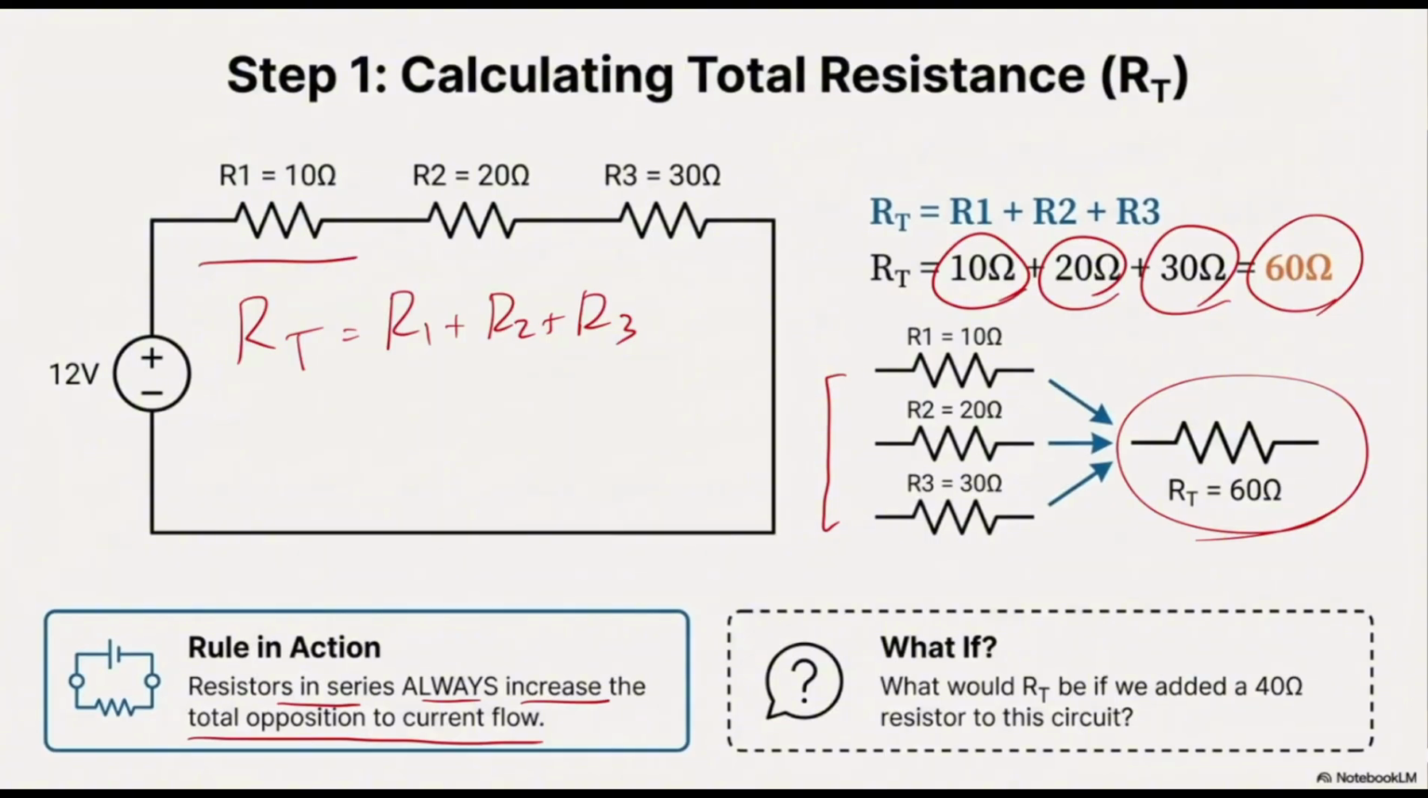The more resistance you have, the more fighting you have, the less current you would face. What would R2 be if we added a 40 ohm resistor to this circuit? Obviously, it's not that hard. Imagine instead of just having 3 resistors, you're going to have a fourth one, and your R4 is going to be 40. Add them up, add it with 40, add it with 60, you have 100 ohms.